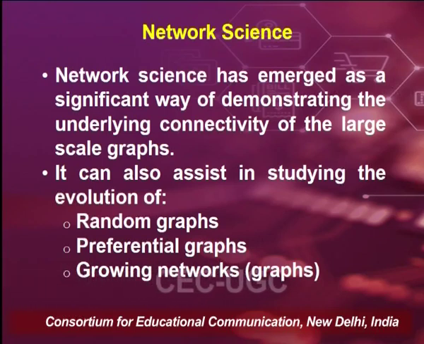When we are studying network properties or modeling them onto a graph, there are concepts like random graphs, where the nodes are connected to each other just randomly. Preferential graphs are the ones where the connections are based on the preference of a particular pair of nodes, with whom they want to get connected. And then come growing networks, in which there could be a hybridization of random and preferential connections.